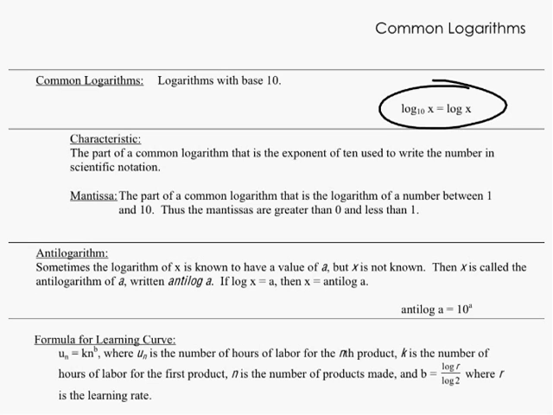You've got addition, and then you've got subtraction. You've got multiplication, you've got division. You've got squaring, you've got square rooting. Inverses. Anti-logarithm is the inverse of common logarithm.